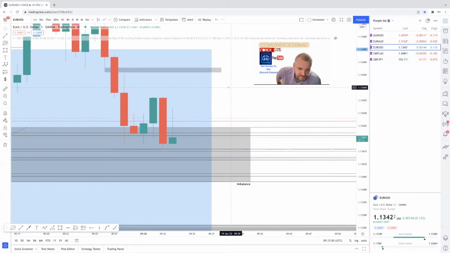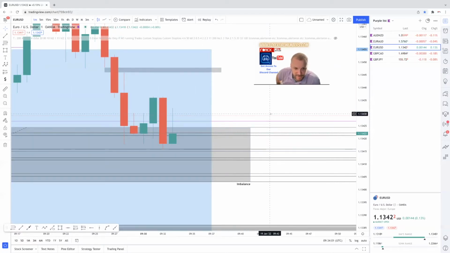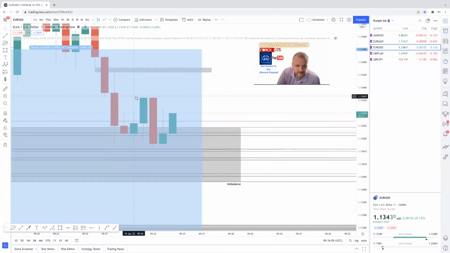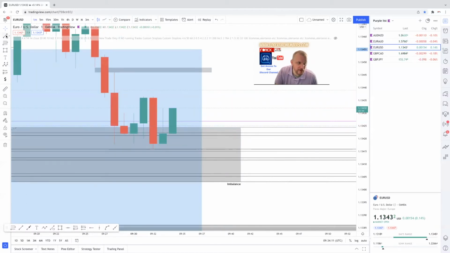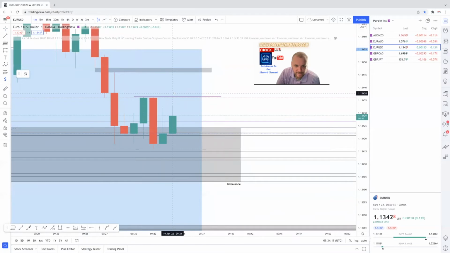Bit of a hammer candle there. 5 seconds. 2, 1. There's a hammer formed. See, now we've got a double topped area of liquidity residing there. If you want to go even deeper, okay.